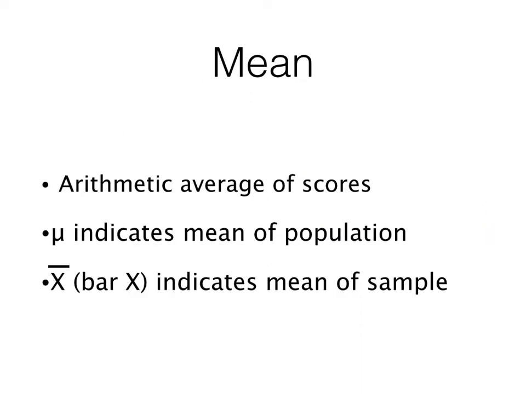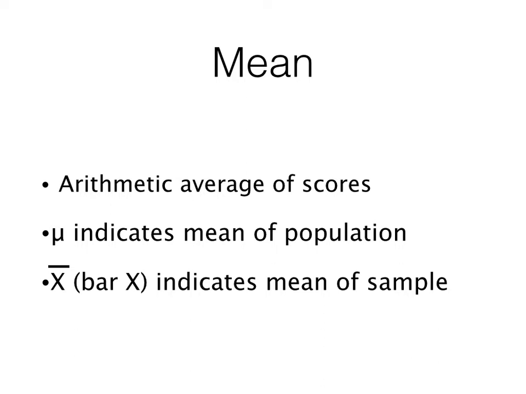Now I'm going to talk to you a little bit about the mean and hopefully bring out some things about a mean that you've never thought about. The mean is simply the arithmetic average of scores. A mu, which is that first symbol there, indicates that you're talking about the mean or the average of a population, all of the possible subjects that could be tested or scored. A bar X indicates the mean of the sample.